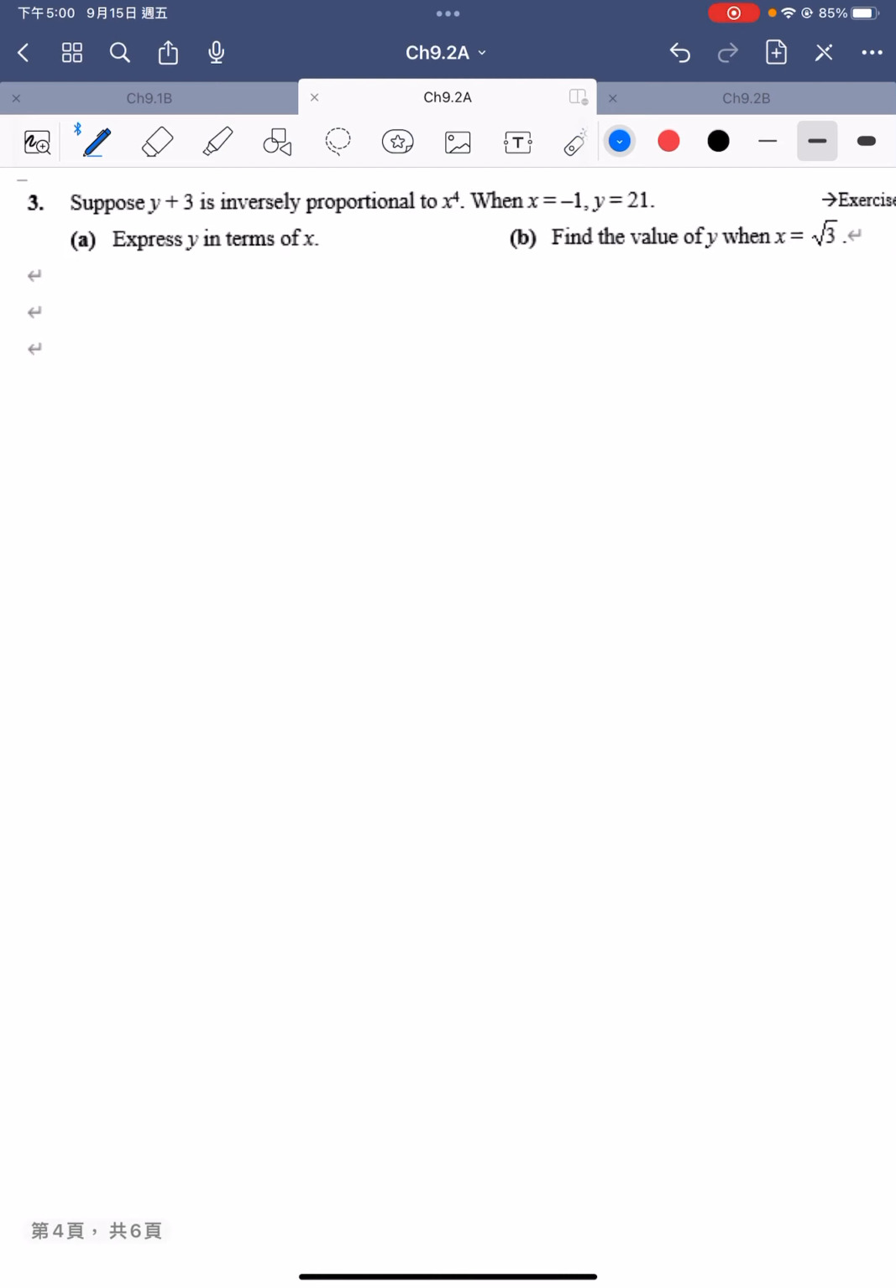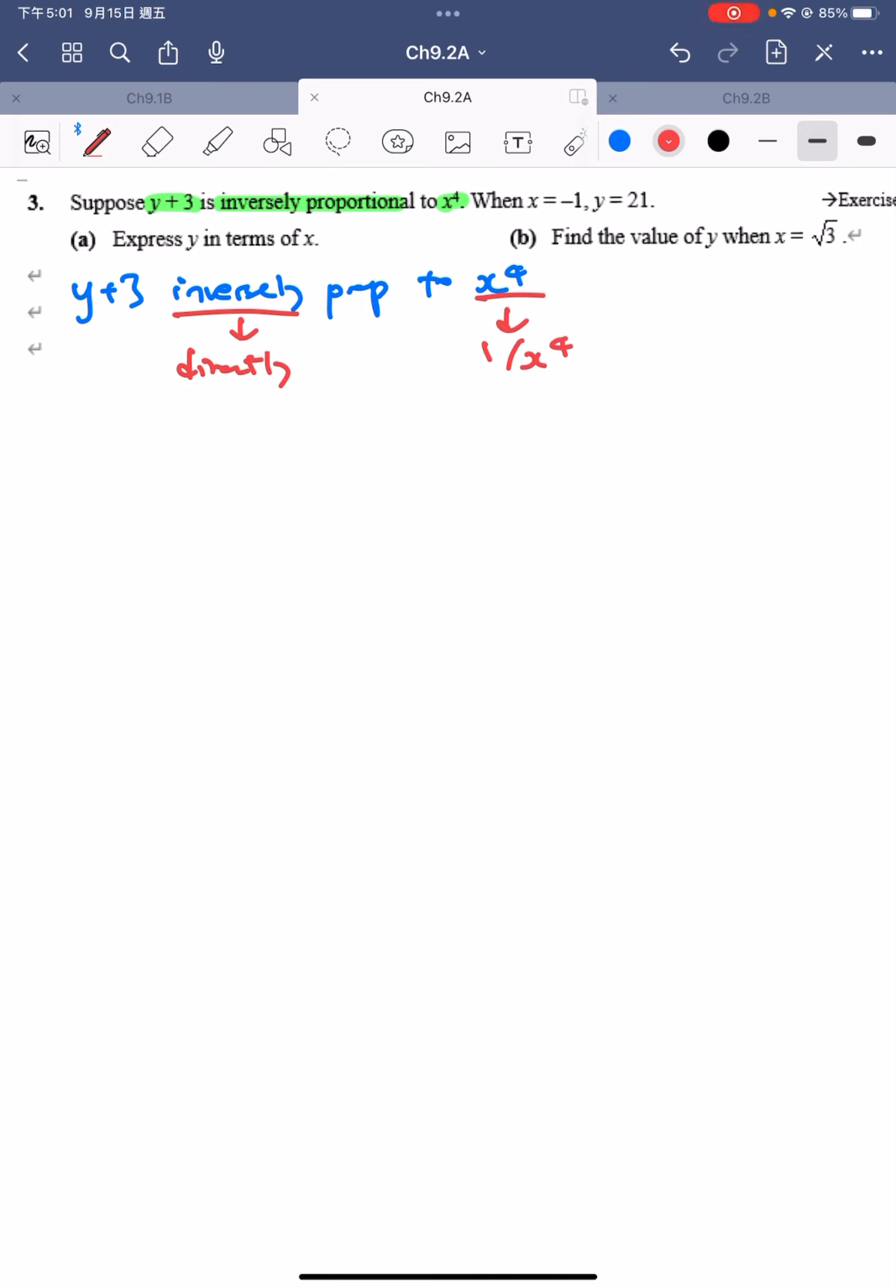Alright, now moving to question 3. I'll only do question 3. Be careful, they said y plus 3 is inversely proportional to x to the power of 4. So we write it down first. Y plus 3 is inversely proportional to x to the power of 4, which means we can change the inversely to become directly, and we change the x to the power of 4 to become 1 over x to the power of 4. So y plus 3 is directly proportional to 1 over x to the power of 4.